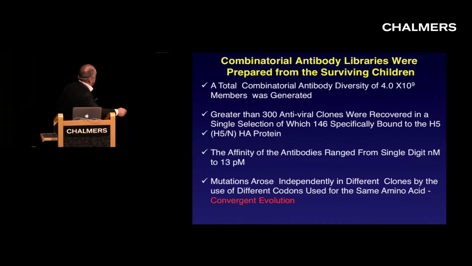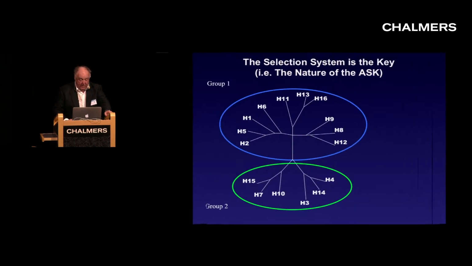The affinity of antibodies from these young children ranged from single-digit nanomolar to 13 picomolar. And they had mutations, of course, but the mutations used different codons, right? And therefore, they weren't the same, and it was an example of convergent evolution. So when you do these kinds of things, I guess it's sort of obvious, maybe not worthy of a slide, but there's a selection involved. And the selection depends on what you ask it to do. So if you ask it to bind to peanut butter, that's what you select for. Or good cheese, I guess.